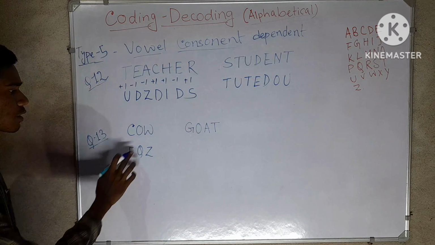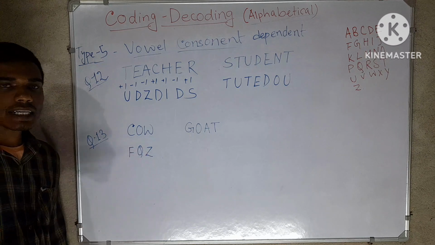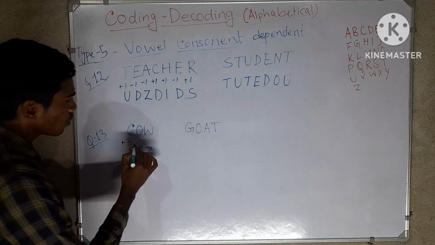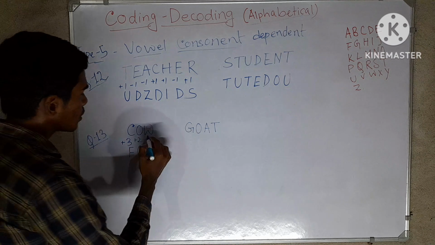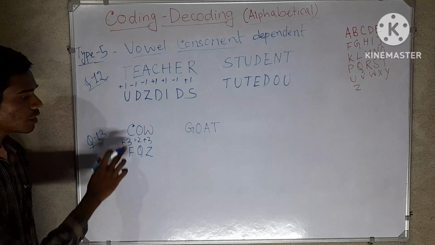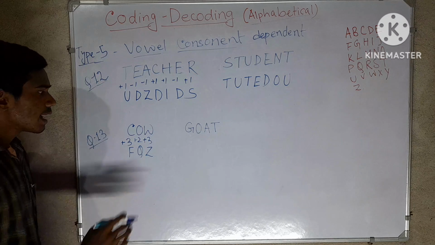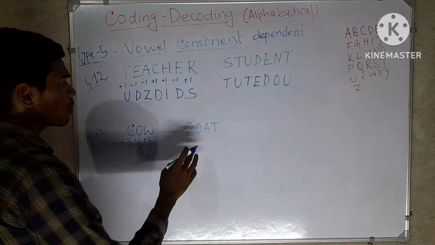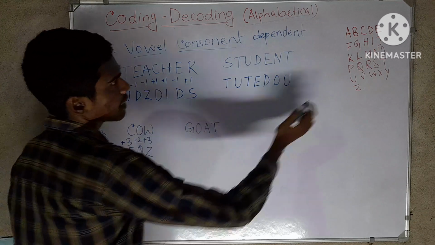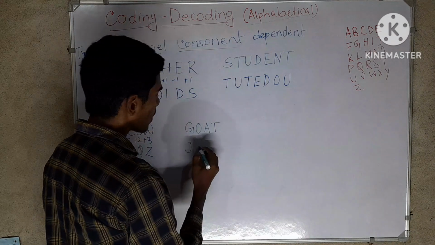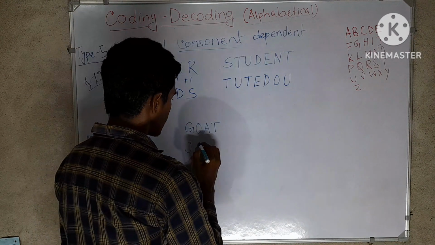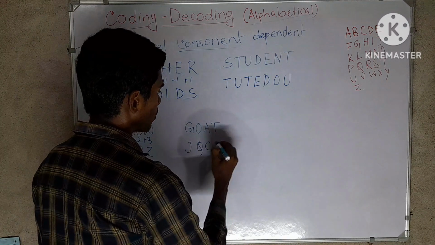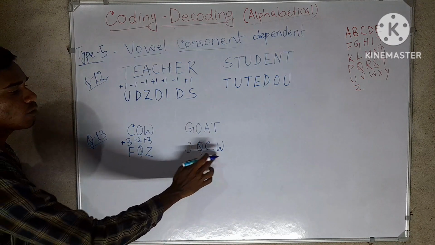Question number 13. If cow is coded as FQZ, what is the code for goat? Cow: C plus 3 is F, O plus 2 is Q, W plus 3 is Z. That means to each consonant 3 is added and to each vowel 2 is added. So the code for goat will be G plus 3, that means J, O plus 2, Q, A plus 2, C, and T plus 3, W. The code for goat will be JQCW.